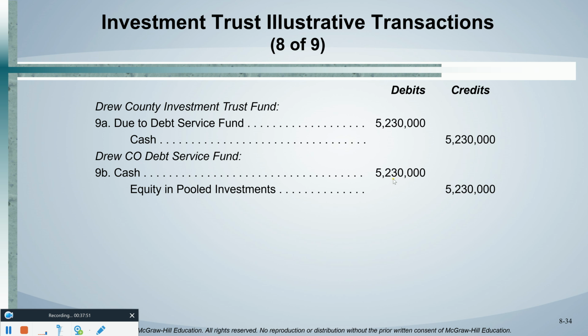So the debt service fund will debit cash, credit the equity and pooled investments. And obviously as the debt service fund is recording that journal entry, the trust fund is saying, sorry to see you dilute your investment portfolio, but we will give you the money, right? There's no obligation to keep it long term. So the debit is going to go to due to debt service fund, and the credit will go to cash.